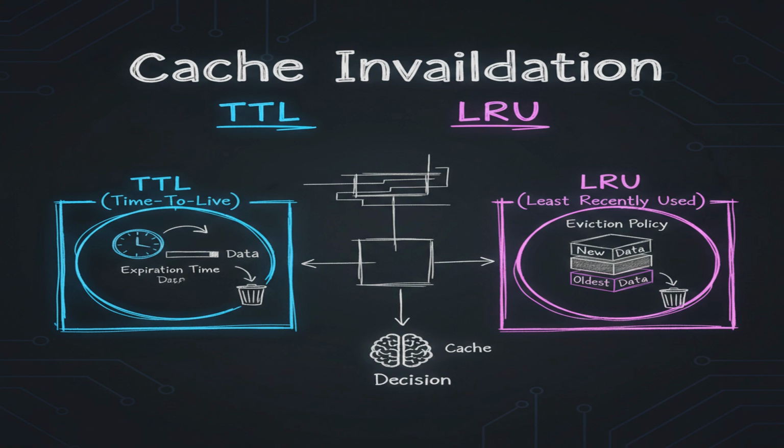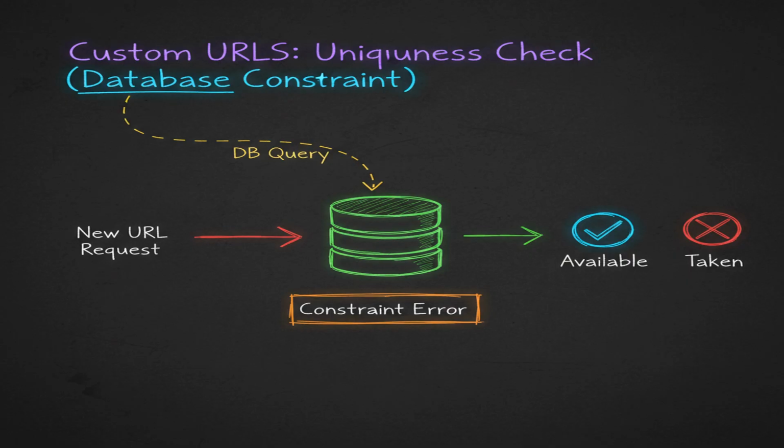Effective cache invalidation is crucial. We'll use a TTL, time-to-live-based invalidation strategy for the cache. When a URL is updated or deleted, which is rare, we can proactively invalidate the cache entry. For heavily accessed URLs, we can use an LRU, least recently used, eviction policy to ensure that the most frequently used URLs remain in the cache.